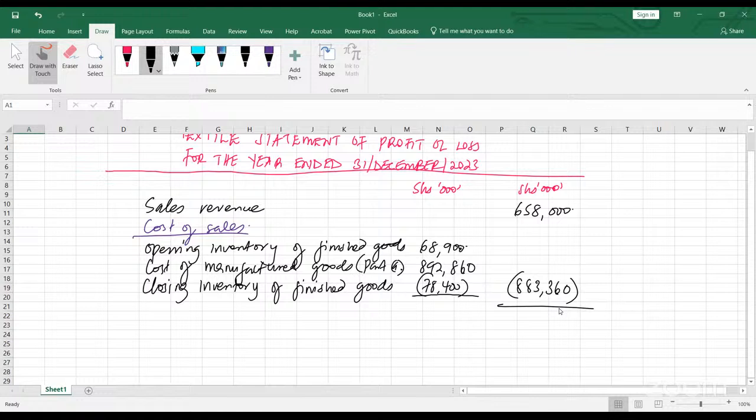So deduct this from the sales revenue to come up with a gross profit or a gross loss. But in this case, we are likely to come up with a gross loss because the cost of sales is greater than the sales revenue. This will be a gross loss, okay? So how much is our gross loss, members?